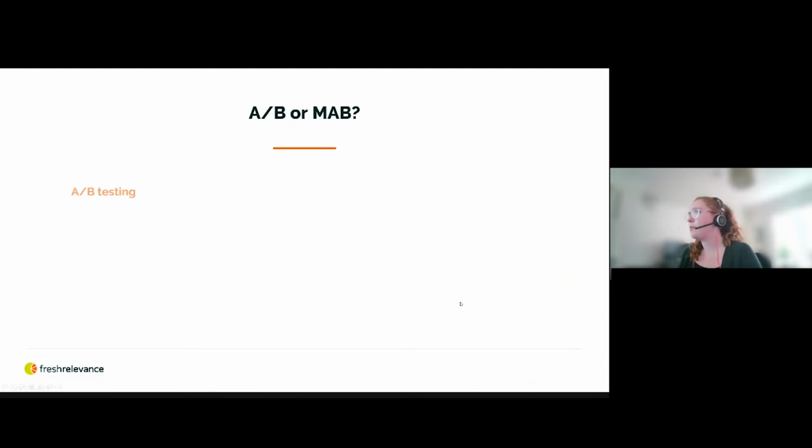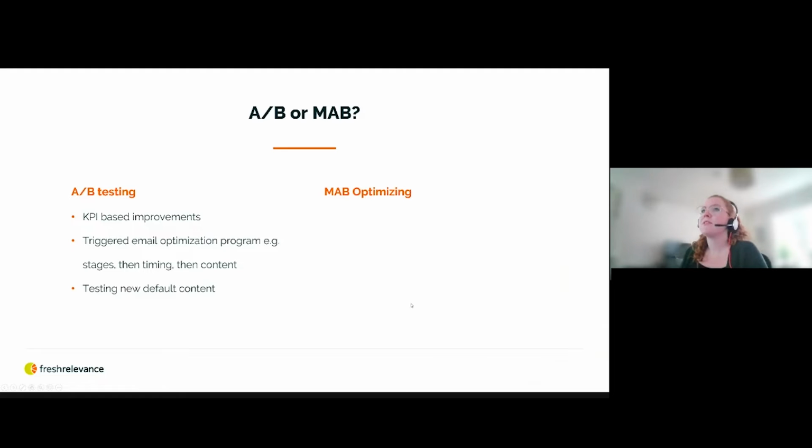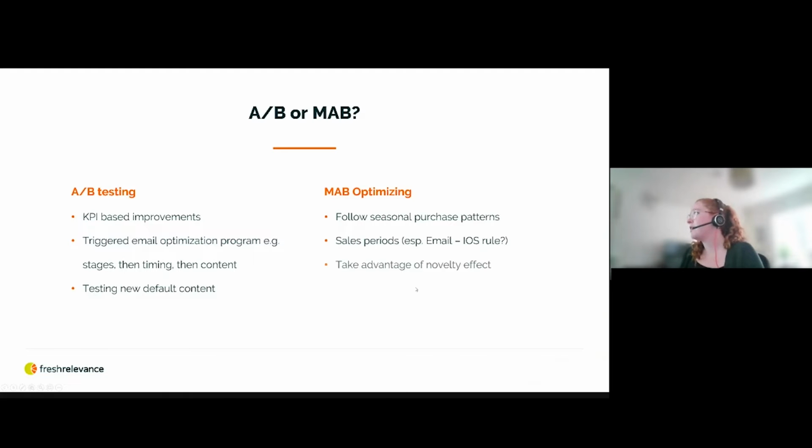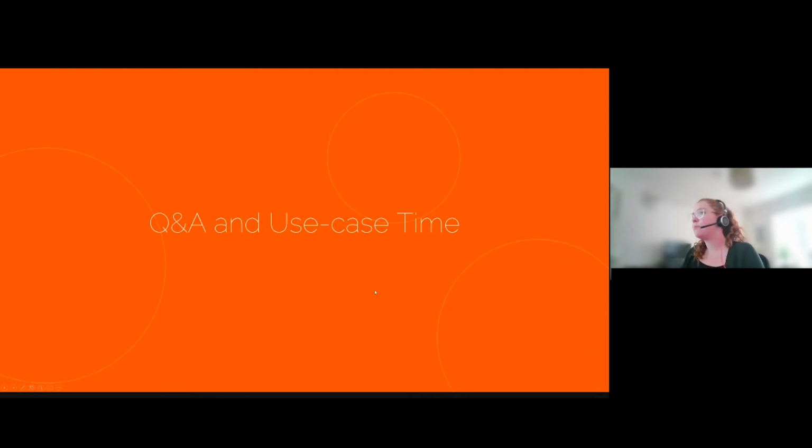So when can you use these? A/B testing, great for those KPI-based improvements, having those optimizations for triggered emails, for example, and testing new default content. So outside of that personalization, how can we essentially make sure that we're going to show something great for everyone? A multi-arm bandit, however, is really good with those seasonal patterns.